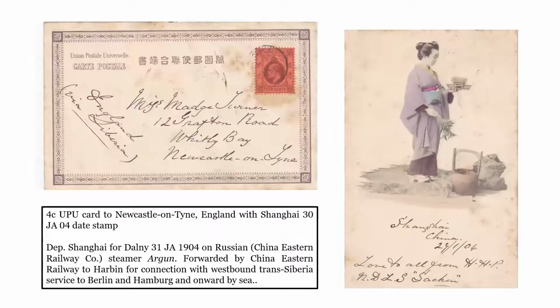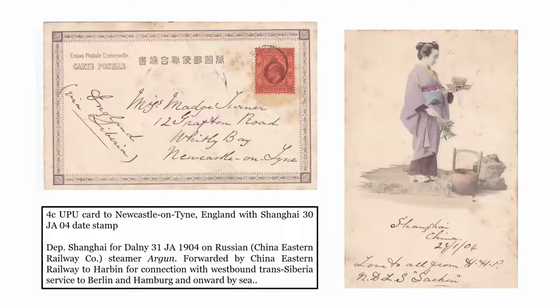This one, another one to England, on the 30th of January. The postmark is not clear on the adhesive, but you can see the 30, and it ties in with the message. Geisha girls were very popular as postcards in those days. And this one departed Shanghai on the Argon, which was another China Eastern Railway Company steamer.